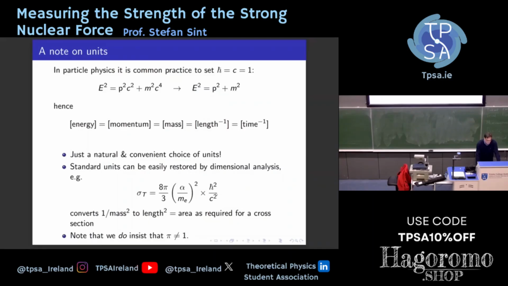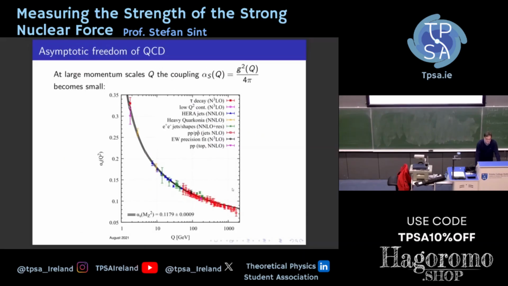I put a note that we do insist that pi is different from 1. But apart from that, it's a very convenient system, and the danger is that you remember only the formula in natural units, and then if you have to teach in the first and second year, you tend to forget crucial factors. Okay, one has to be careful.